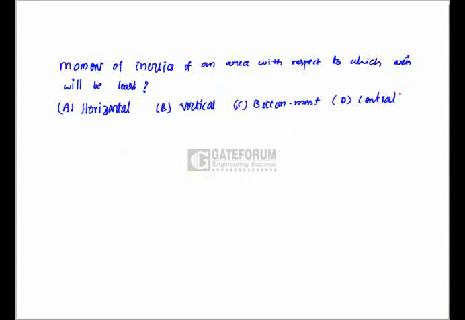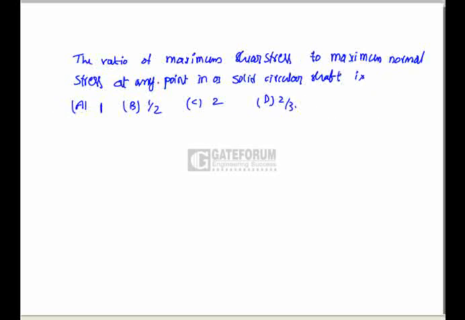As it is a direct question, the moment of inertia of an area with respect to which axis will be least. Least moment of inertia is going to be with respect to the central axis. So option D is correct. In a solid circular shaft, the ratio between maximum shear stress and maximum normal stress is going to be 2. Option C is correct.